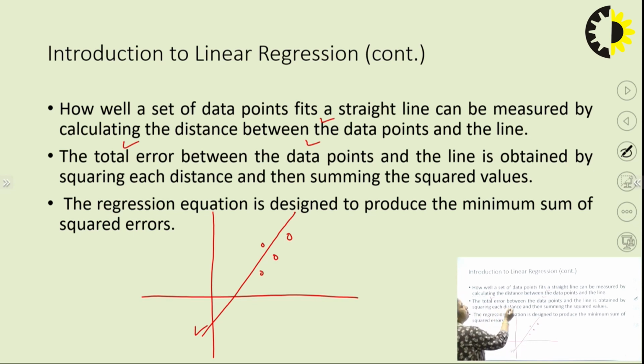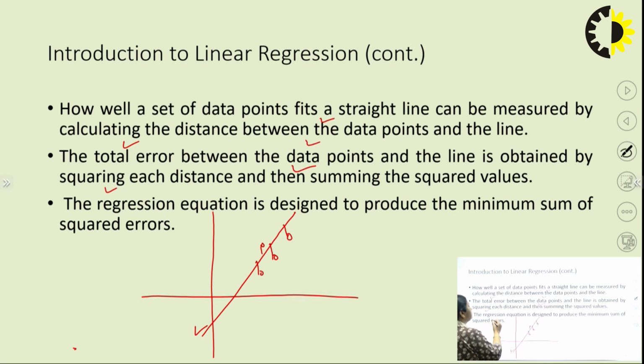The total error between the data points and the line is obtained by squaring each distance and then summing the squared values. What does it mean? We will find the distance between the point and the line, square it, and then add up. So this is our sum squared error. What is our purpose here? What type of line fit do we want? We want to fit a line that will have this sum squared error as minimum.